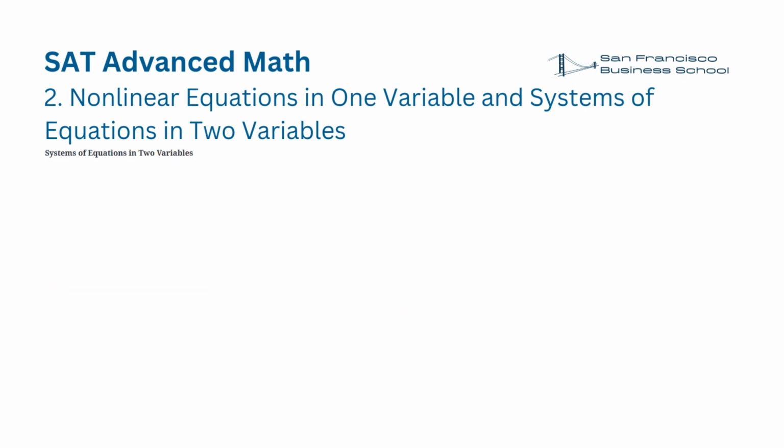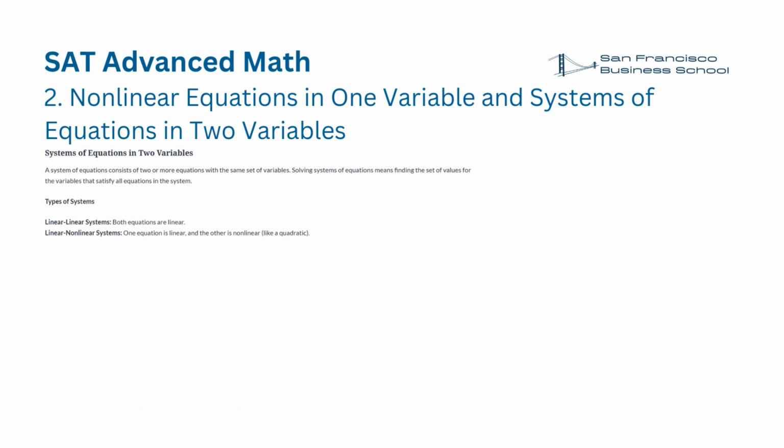Systems of equations in two variables. A system of equations consists of two or more equations with the same set of variables. Solving systems of equations means finding the set of values for the variables that satisfy all equations in the system. Types of systems. Linear systems: both equations are linear. Linear-nonlinear systems: one equation is linear, and the other is nonlinear, like a quadratic.